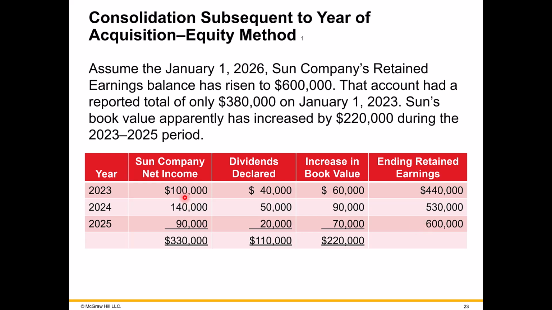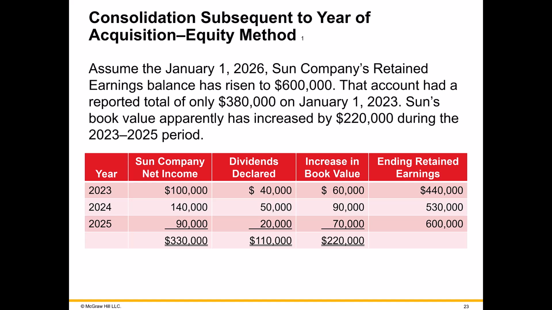And we're going to see, because it's being accrued on the parent's books, we have to reverse it out because that would be duplicating the revenue and expenses on the consolidation. Likewise, the dividends have to be reversed out.